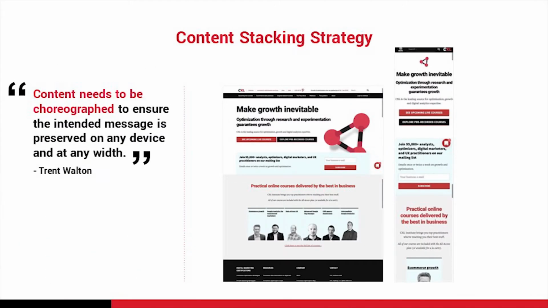Content stacking strategy, on the other hand, defines how your content should behave on different devices. And there's a great quote by Trent Walton where he says that content needs to be choreographed to ensure the intended message is kept on any device and at any width. So those are two main things to keep in mind when it comes to responsive design.